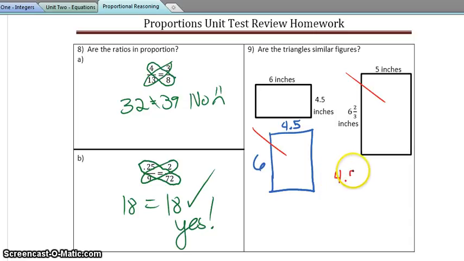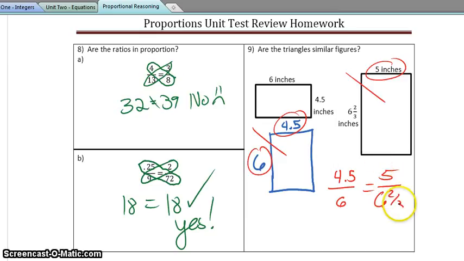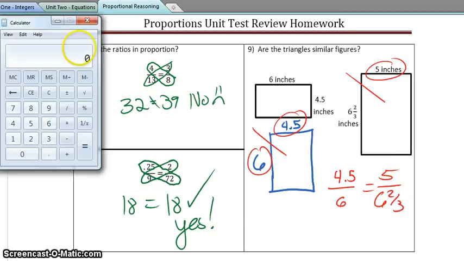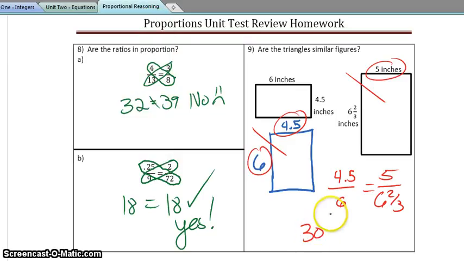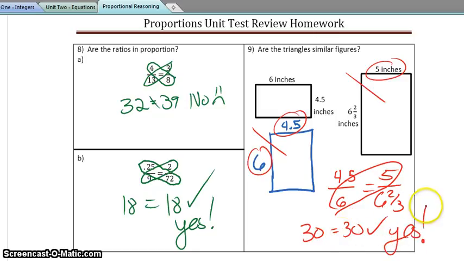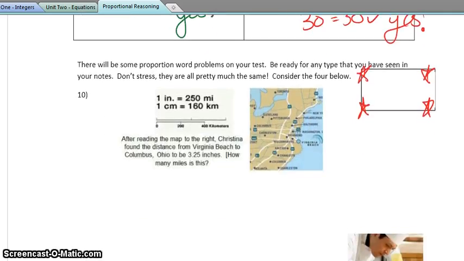Is 4.5, that's on top, 6 on the bottom. Does that equal 5 on the top and the 6 2/3 on the bottom? Maybe a little more difficult than we will see, because when we cross multiply, 4.5 times the 6 2/3, we can say 6.666666666. What does that equal? It's 30. I should have kept going. That's our trick. We should have kept going. It's 30. 30, does that equal 30? Yeah, it does. So these guys are similar figures.